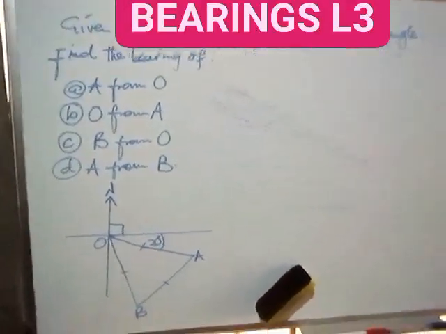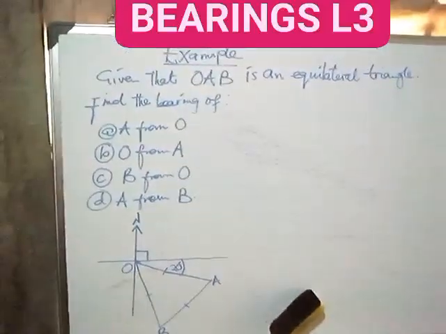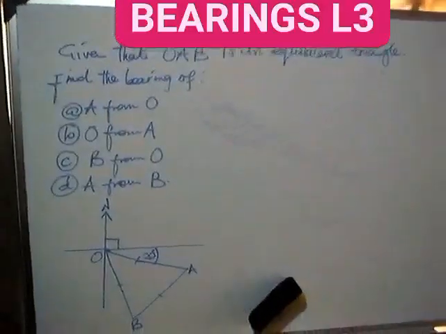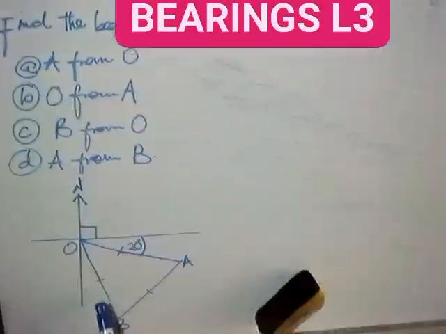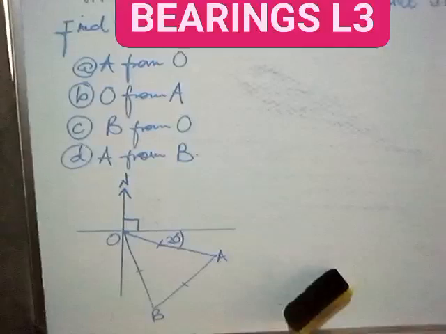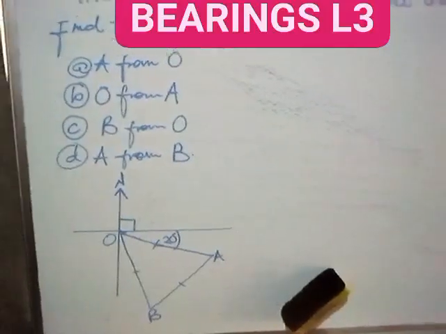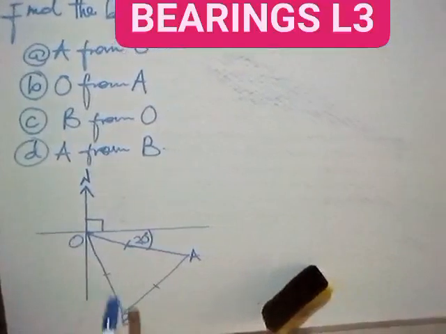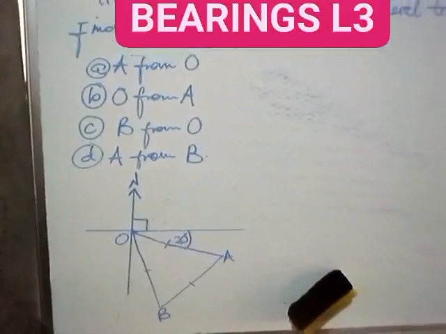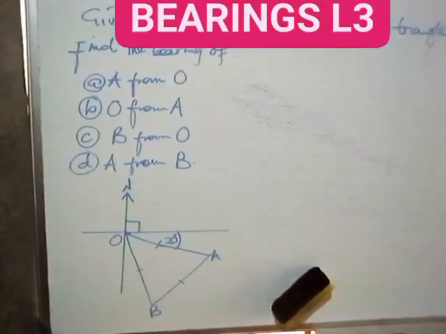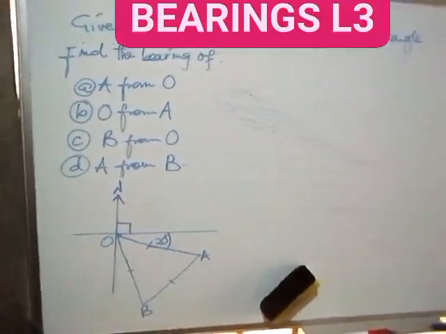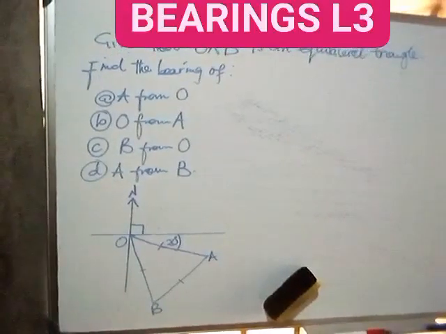If they are the same, what you should know is that angles in a triangle add up to 180. So this means that we can know angle B, angle A, and angle O by saying 180 divided by 3, because a triangle has got 3 angles. So we can do that to find the angles of this triangle, because it is an equilateral triangle.